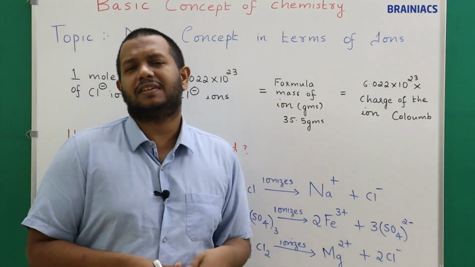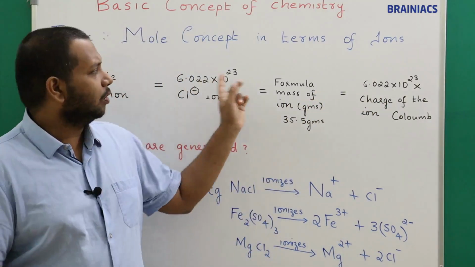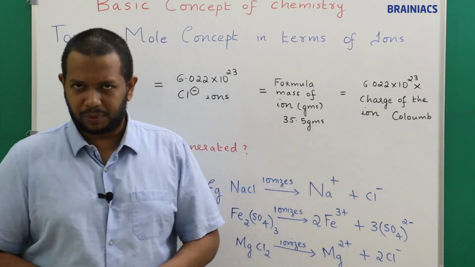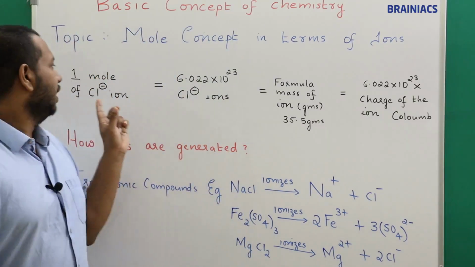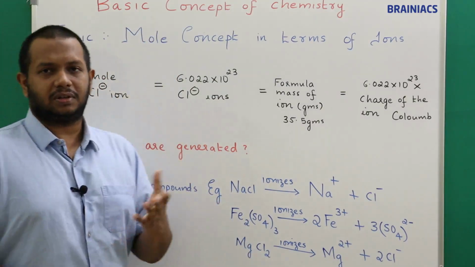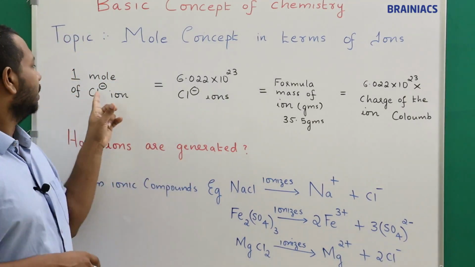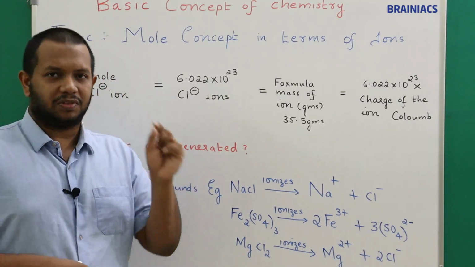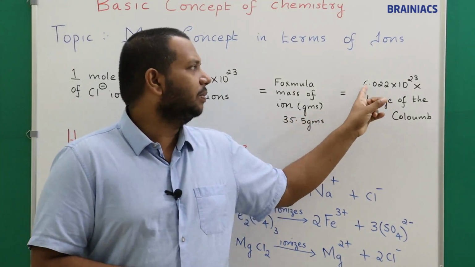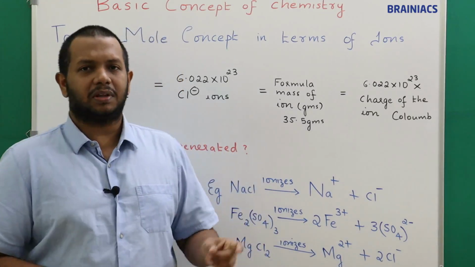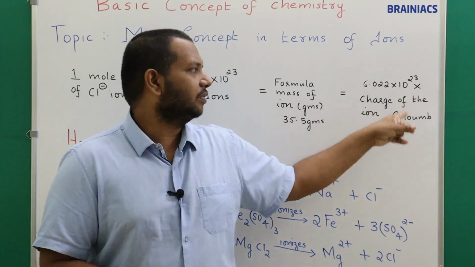And this is equal to what? Since it is an ion, I always relate the charge along with that. 1 mole means 6.022 × 10^23 times the charge of a single ion. For any ion, the charge is equal to its excess electrons or excess protons. Here there is 1 excess electron since there is only 1 minus charge, so the charge of the ion is 6.022 × 10^23 times minus 1.6 × 10^-19 coulomb.